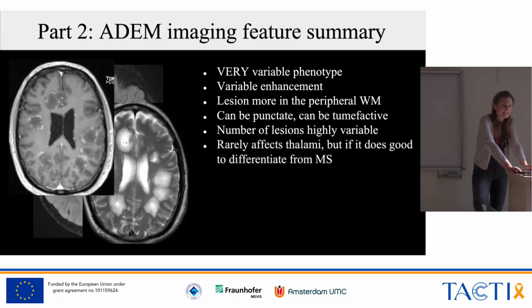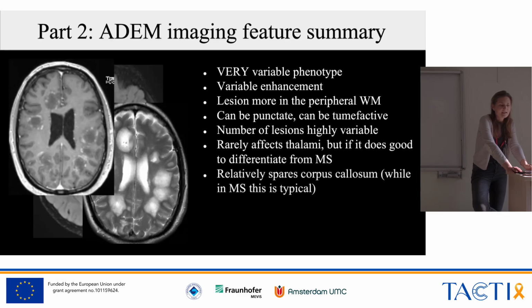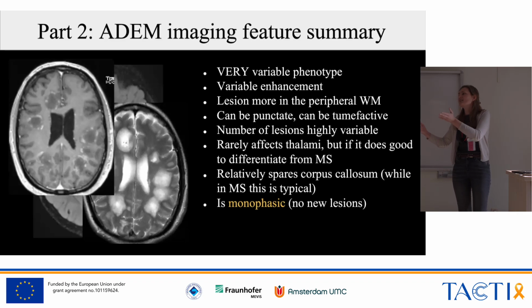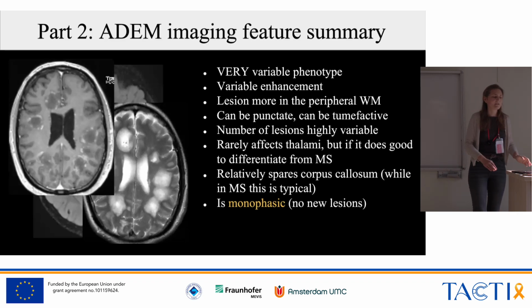And if you see lesions in the thalamus, like in our case, it is highly indicative that this is not an MS case, actually. And it relatively spares the corpus callosum, while in MS, you would see a lot of corpus callosum lesions. And it's usually monophasic, so that you wouldn't expect any new lesions. If you see new lesions, then there's more likely degeneration into MS happening. But usually, the lesions all pop up, they all occur at the same time, and they all vanish.